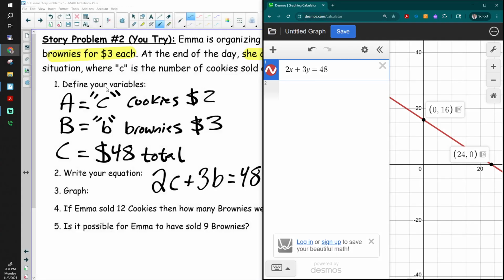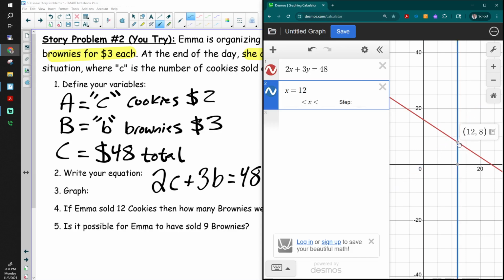If Emma sold 12 cookies, how many brownies? Since cookies is the x value, we're going to write x equals 12. We're going to see where our lines intersect, and that's going to tell me the missing value. If I sell 12 cookies, 8 brownies were sold. The answer is 8 brownies.